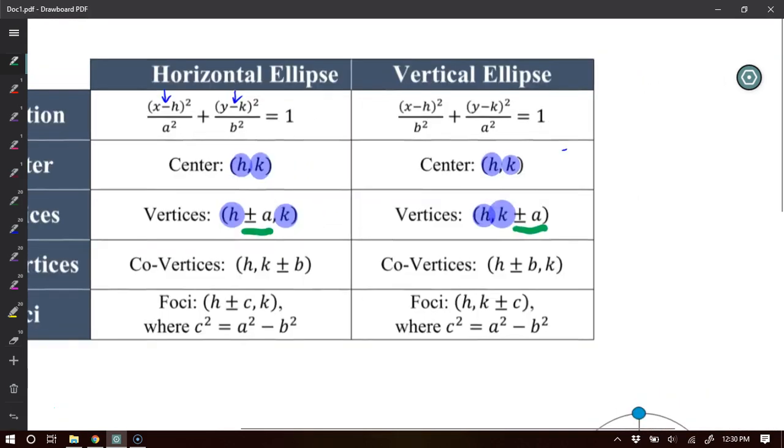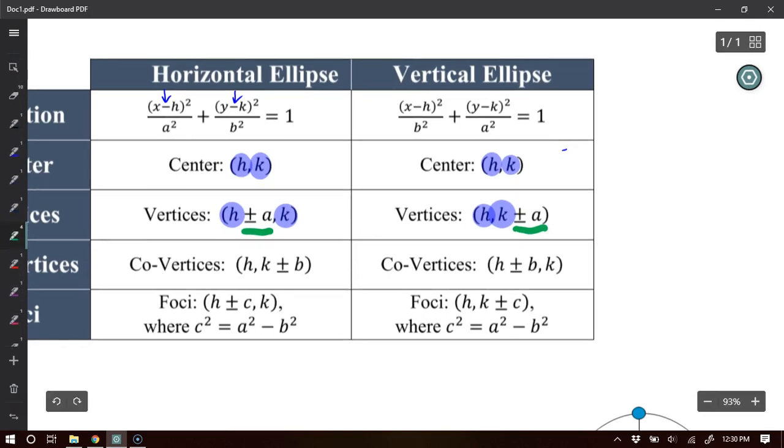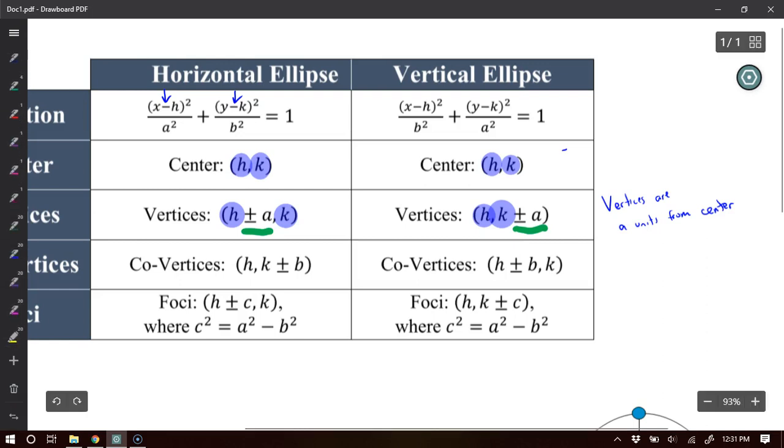But when I look at this, I can think of a definition, and this definition should always help us with graphing. The definition is that vertices are a units from the center. That is a standard definition. That will always be the way it is, even when we go into hyperbolas, same concept. Vertices are always a units from the center. Now, horizontal versus vertical, that's the question, and we're going to get to that at the end.